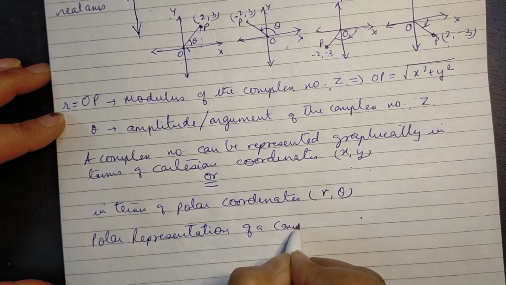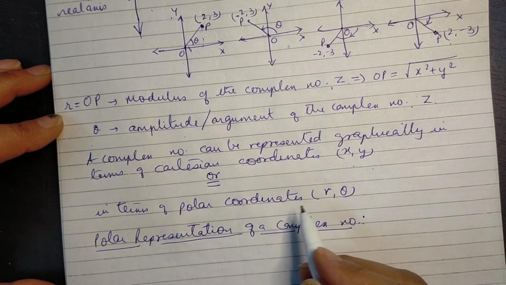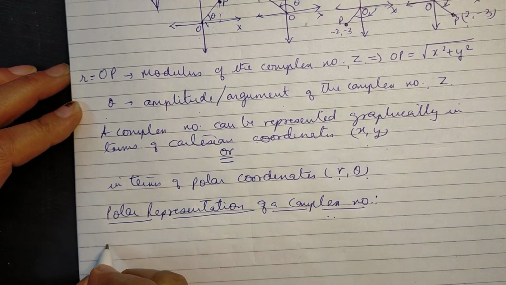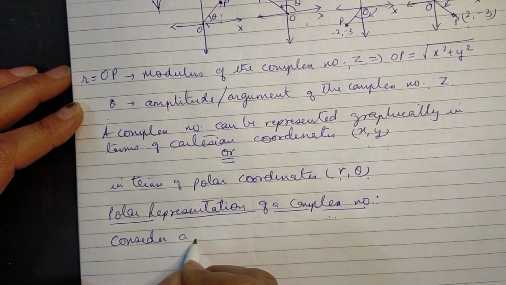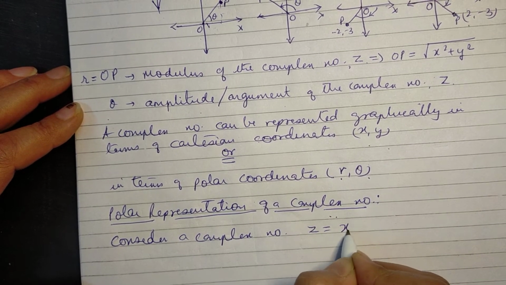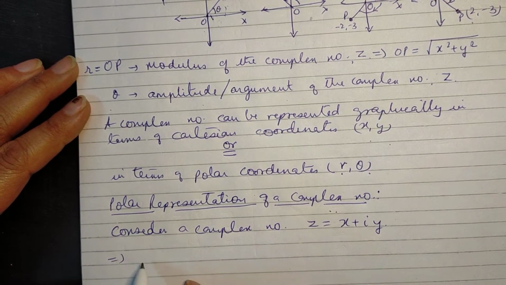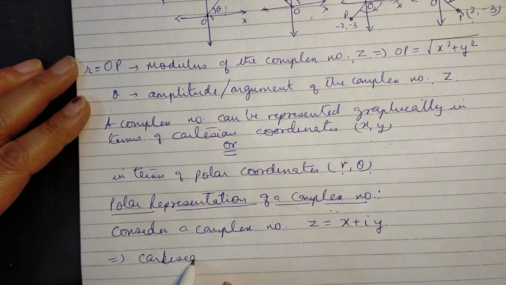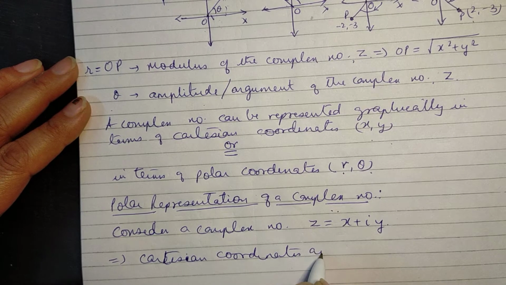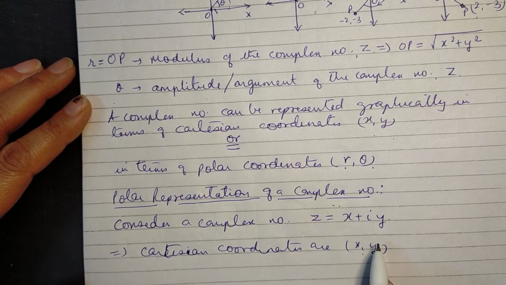Okay, so now let's do the polar representation of a complex number. Obviously, polar representation means representation in terms of r and theta. So consider any complex number z equal to x plus iy. So it implies that its Cartesian coordinates are x comma y. Now we have to represent it in terms of polar coordinates.